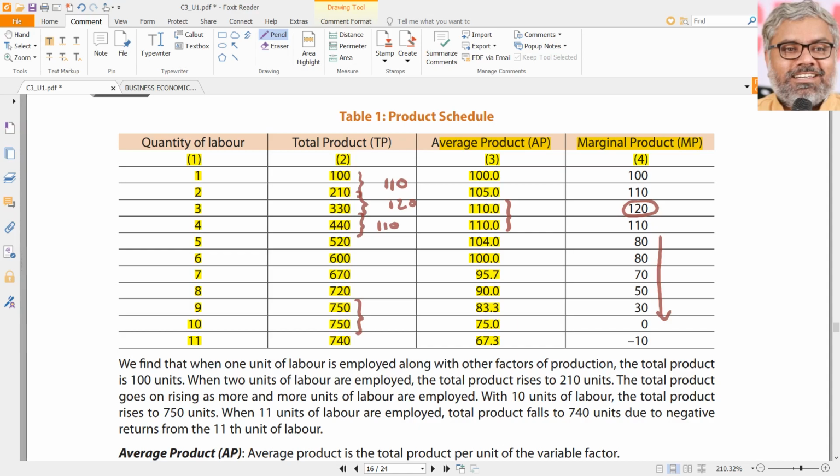So third unit, second unit, first unit is different. 1 unit, 2 units, 3 units is different. That is the difference between total and marginal. Always we should know that.